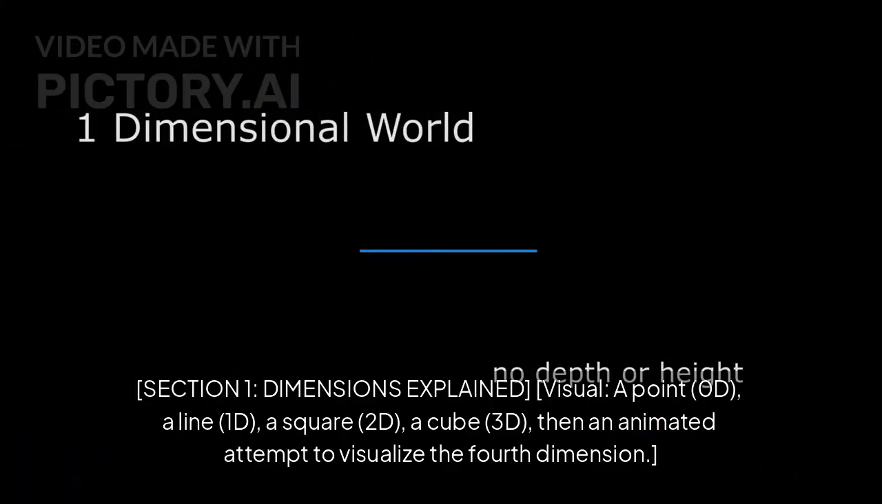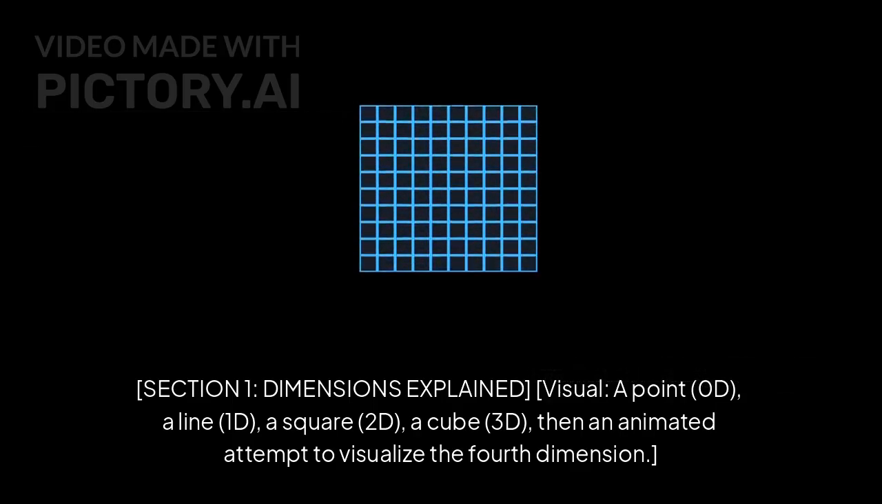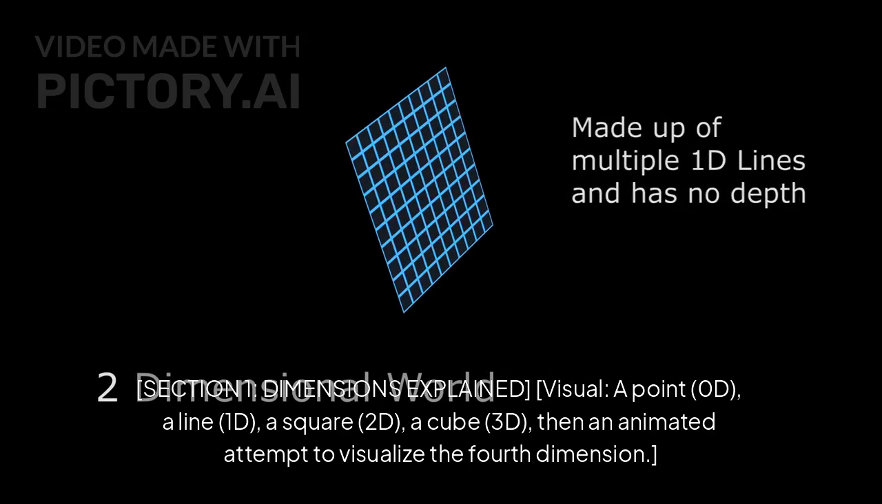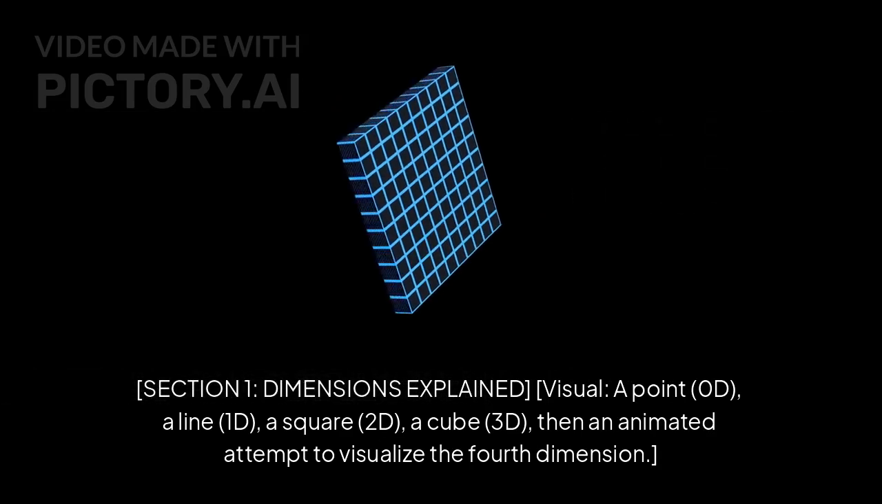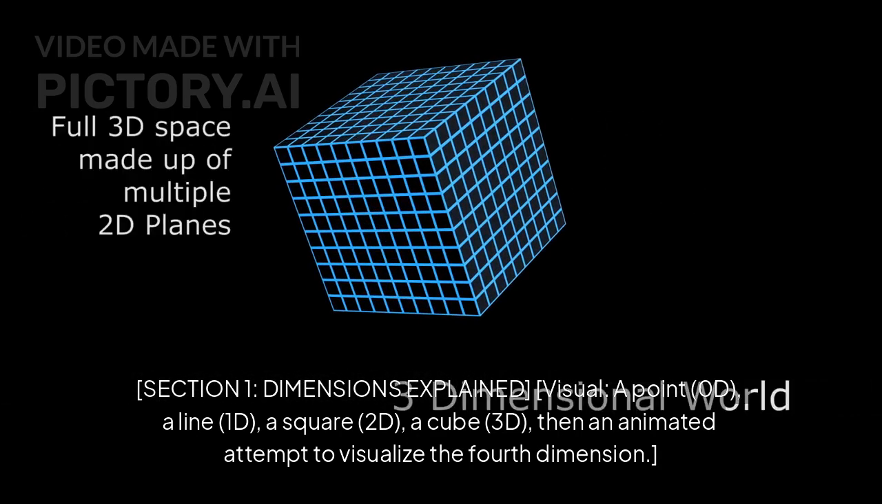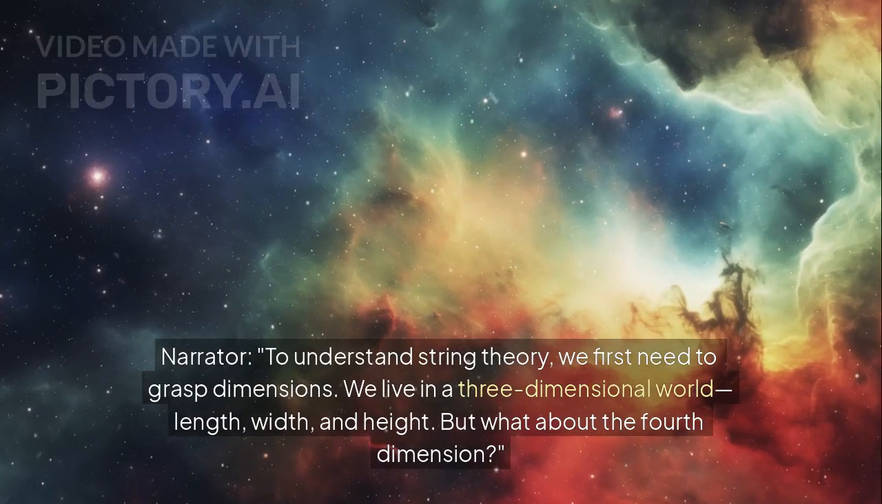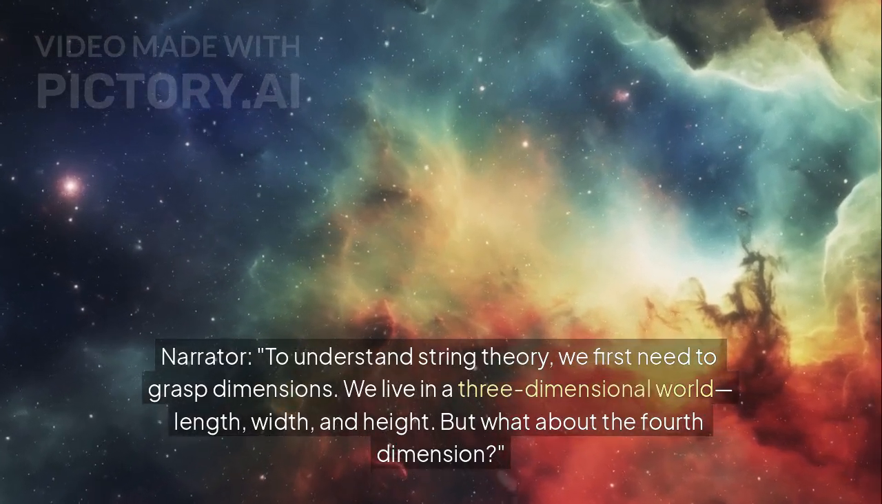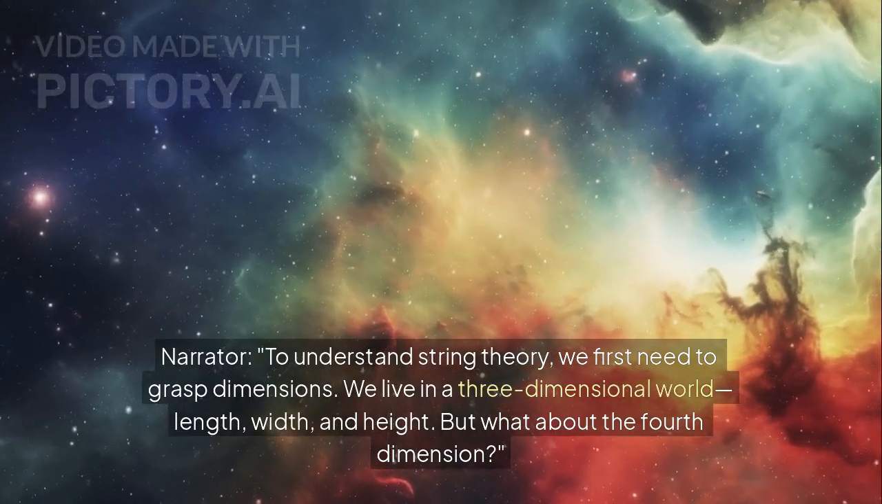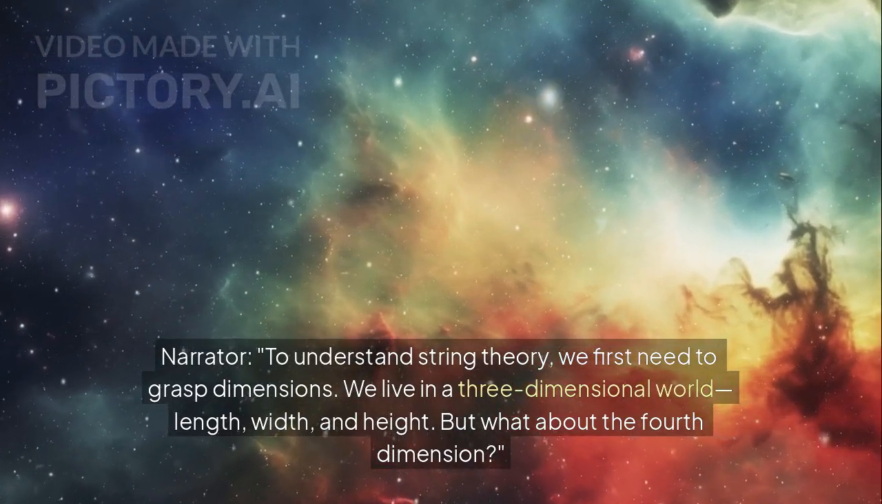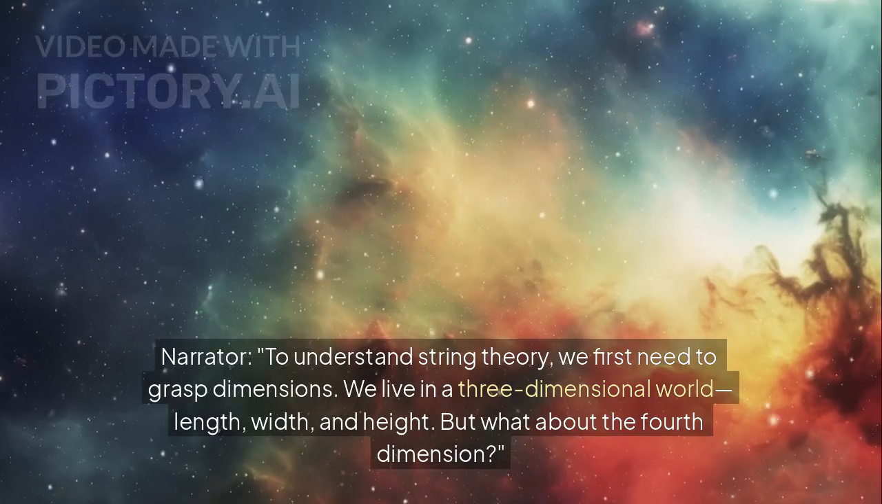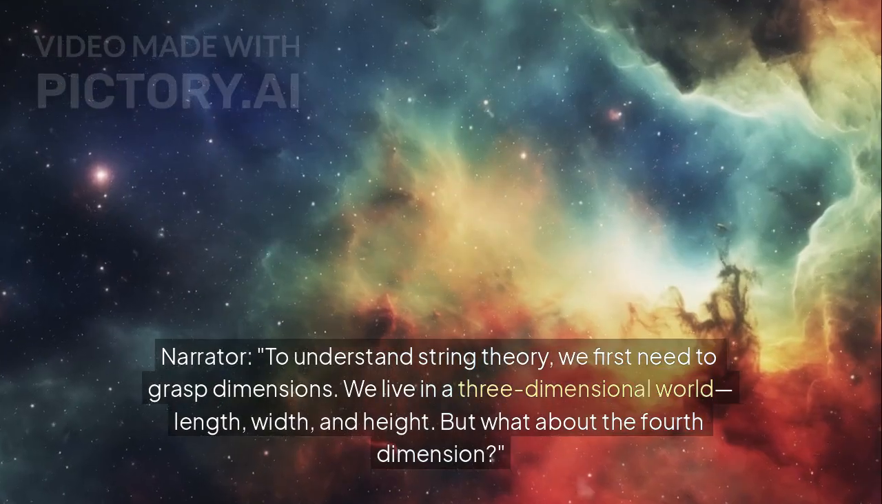Section 1. Dimensions explained. A point, 0D. A line, 1D. A square, 2D. A cube, 3D. Then an animated attempt to visualize the fourth dimension. To understand string theory, we first need to grasp dimensions. We live in a three-dimensional world: length, width, and height. But what about the fourth dimension?